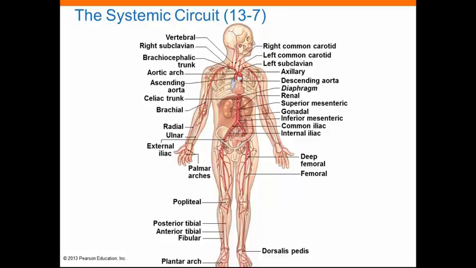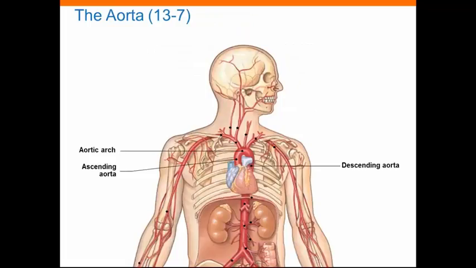So we'll start our tour of the systemic circuit with the arteries, which are pictured here. The ascending aorta is the first systemic vessel, which begins at the aortic semilunar valve. The left and the right coronary arteries, not pictured here, are branched off near the base of the aorta. The aortic arch then curves across the top of the heart and becomes the descending aorta, which drops down through the mediastinum.